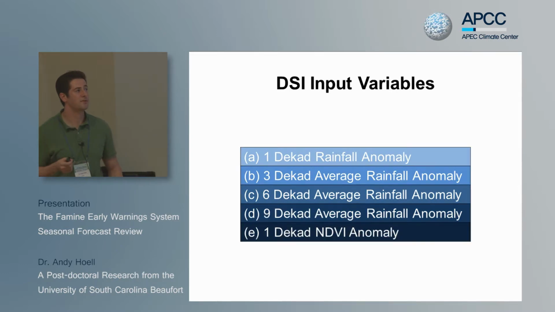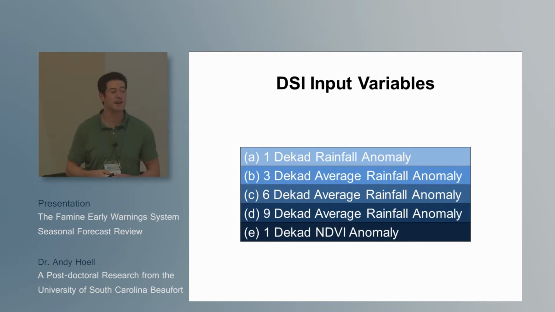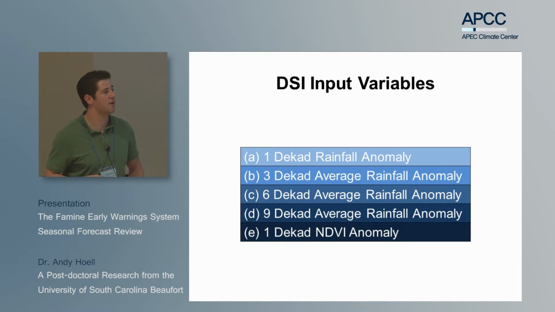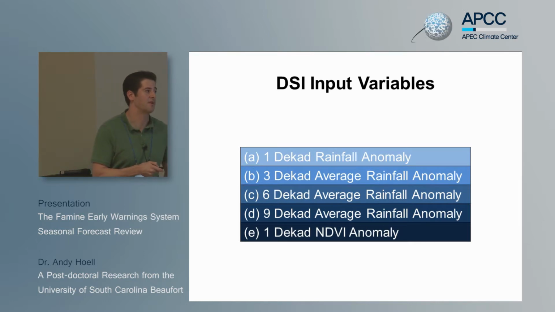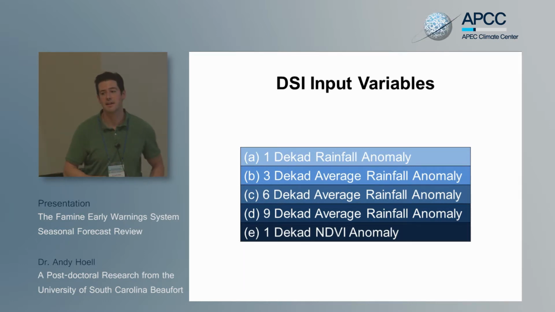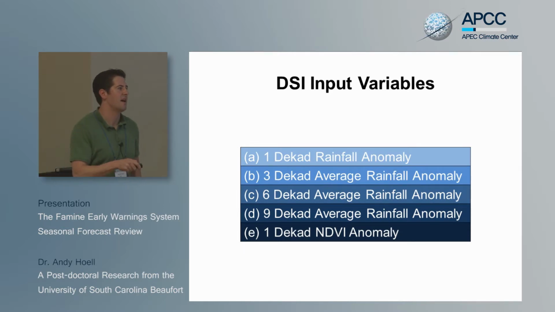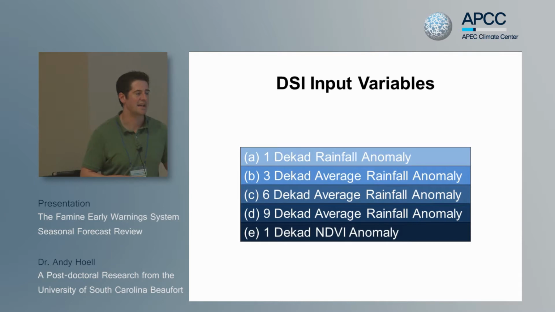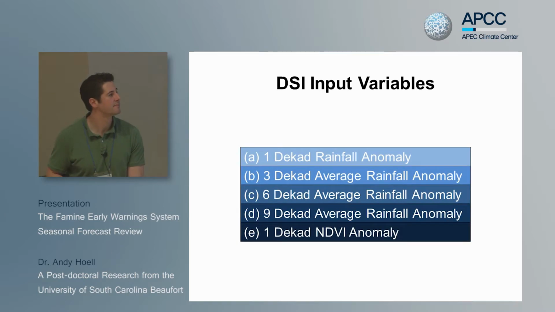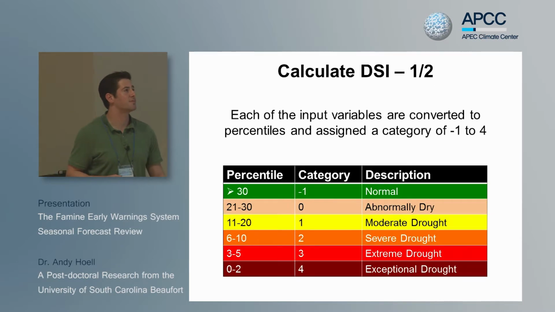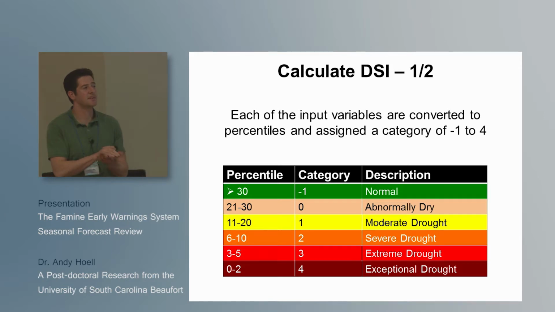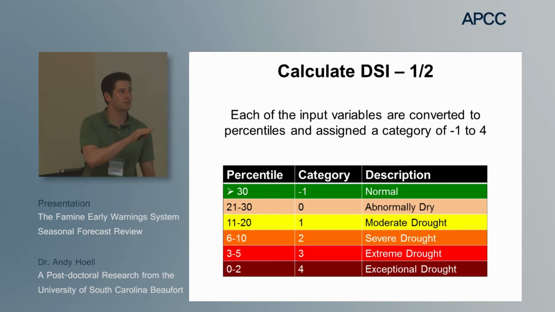There are 5 input variables currently for the DSI, and the 5 input variables are 1 Dekad rainfall anomaly, 3 Dekad rainfall anomaly, 6, and 9 Dekad rainfall anomaly. So rainfall anomalies are very important in the DSI, as well as 1 Dekad NDVI anomaly. So what we do is we then take each of those input variables, and they're converted to percentiles and assigned a category of 1 to 4.